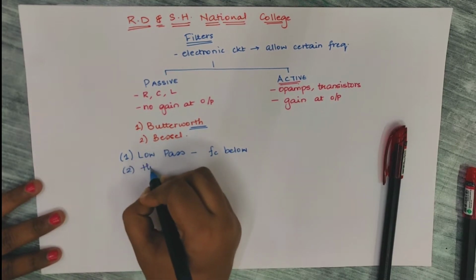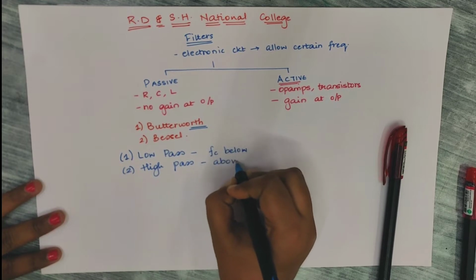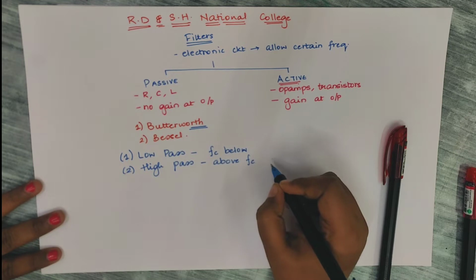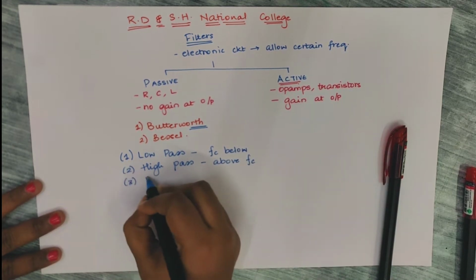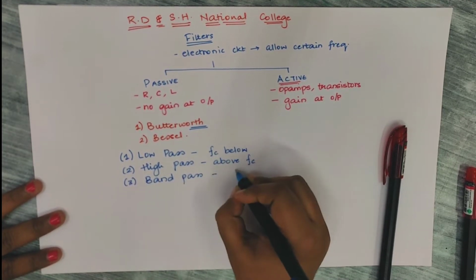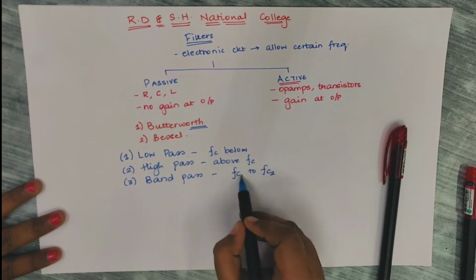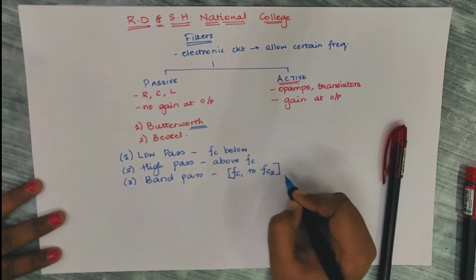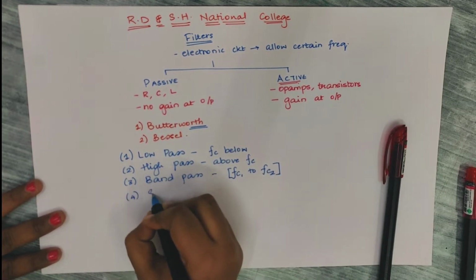Then you have a high pass filter. All your frequencies above your cutoff frequency, which is given as FC, will be allowed to pass, whereas the rest will be rejected or attenuated. Then you have something known as band pass. In the case of band pass, you give two frequencies. Everything in between this range, this is cutoff 1, cutoff 2, everything in between this range is allowed and the rest is all rejected. And the last one is stop band.